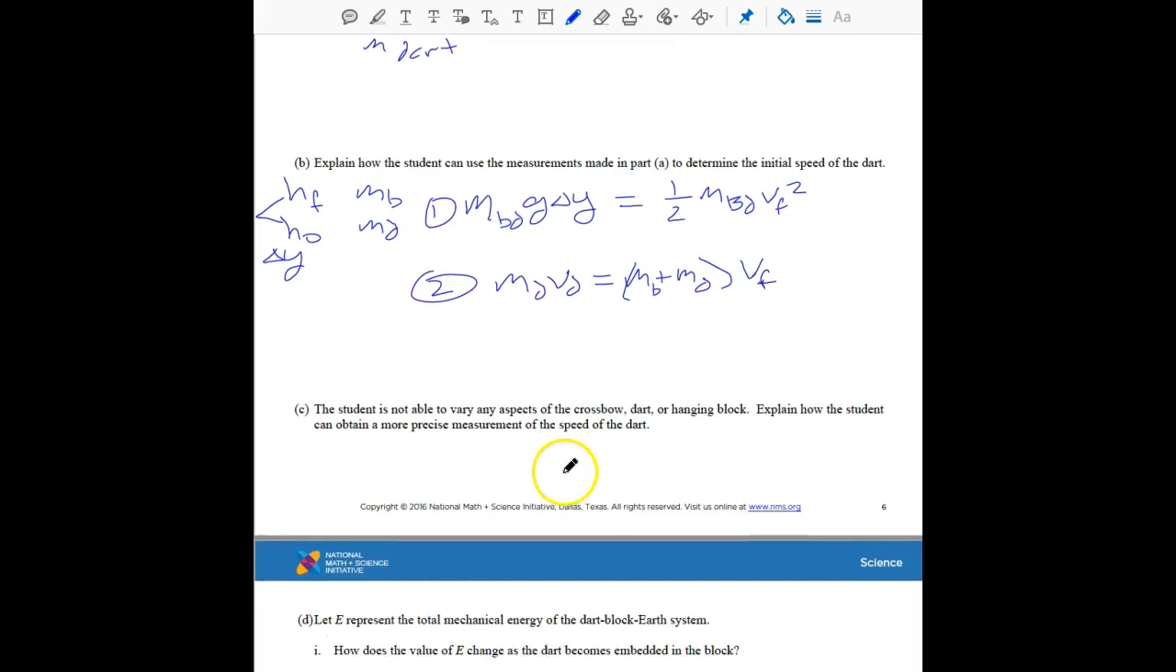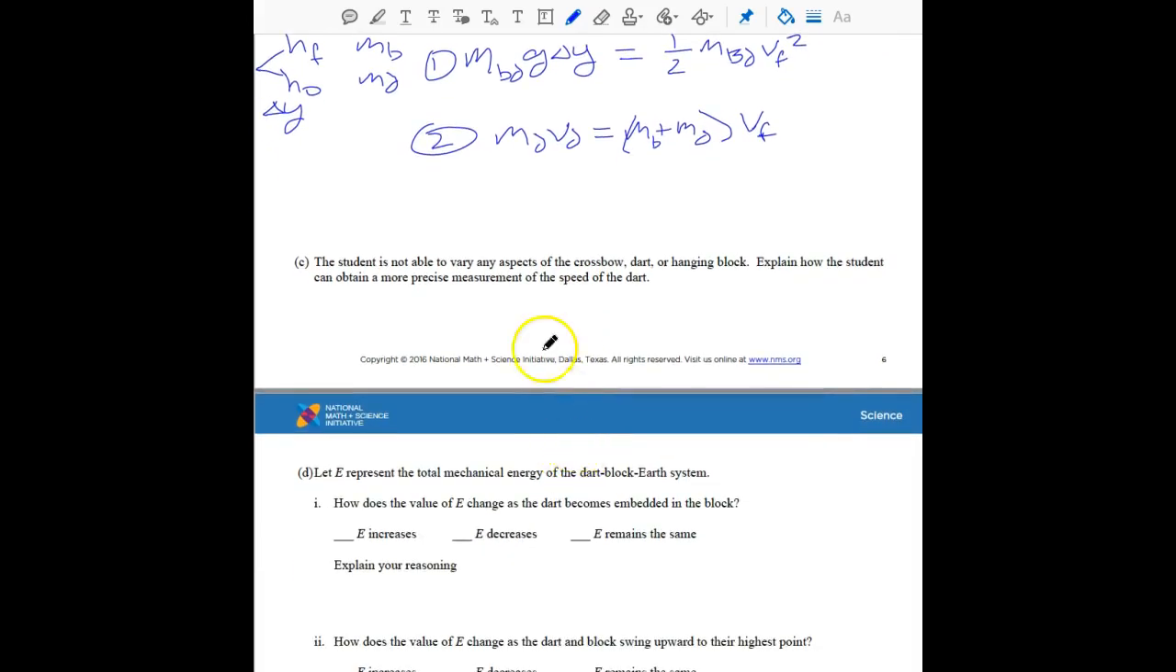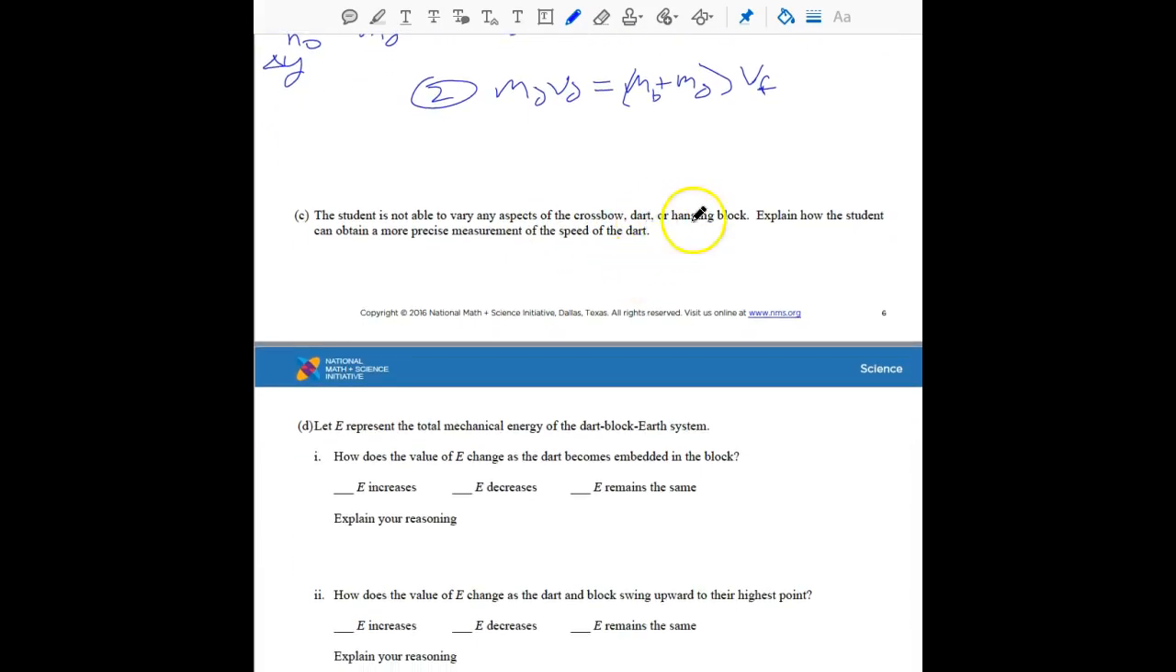The next thing it says here is the student is not able to vary any aspects of the crossbow, the dart, or the hanging block. How is the student going to be able to get a pretty precise measurement here?